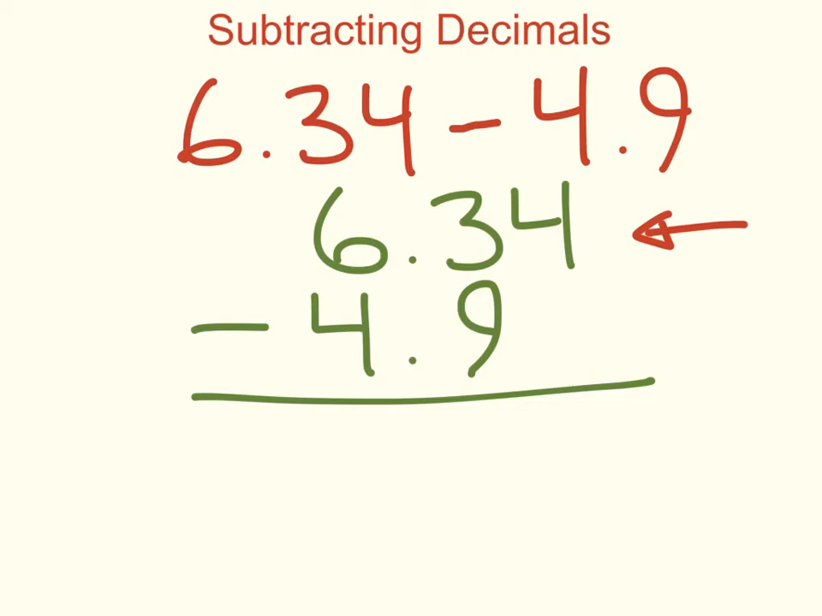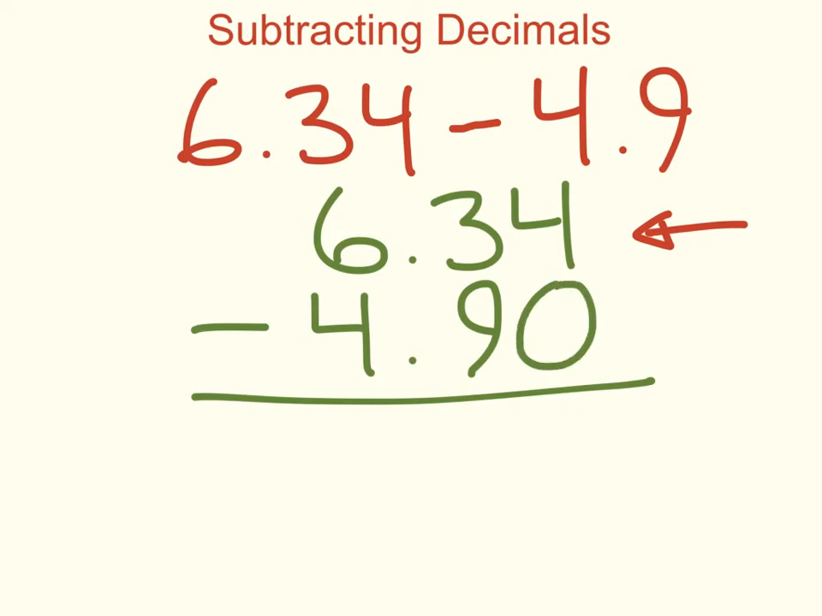So thinking about equivalent decimals, what could I put here so that my bottom number also has tenths and hundredths, just like the top number? I could put a 0. Excellent. Now I can subtract.